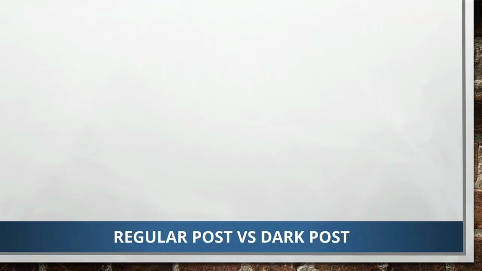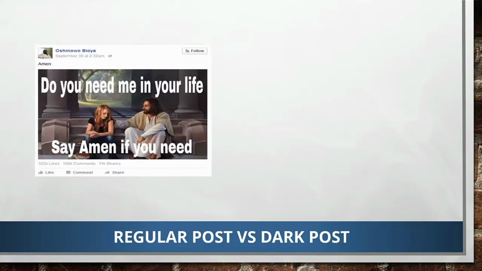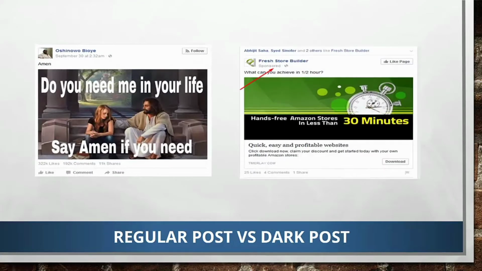Here's an example of 2 different posts. On the left side, you can see a normal post. On the right side, you can see the dark post. They look exactly the same, but there's a small difference. On the right image, you can see a sponsor sign, which means it's a dark post being promoted. Even if you look at the big corporates, all of them use dark posts for promoting their business all the time. Let me quickly jump inside and show you exactly how this thing works.